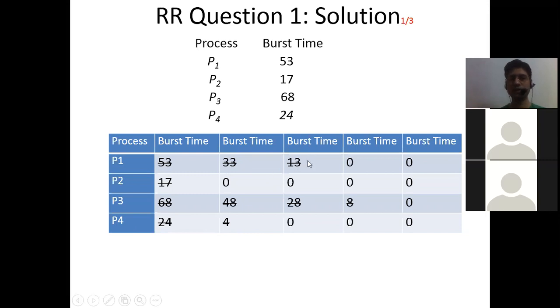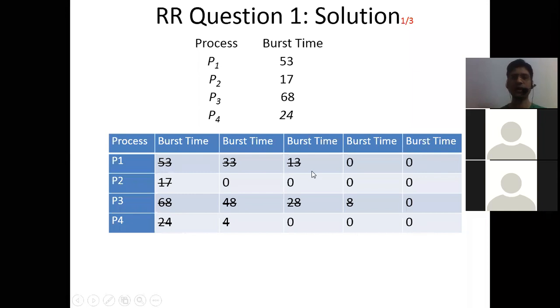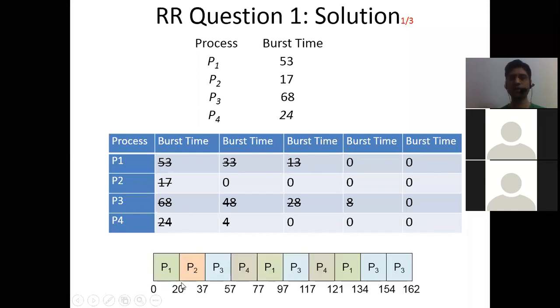So after that, another 20 time slot will be given to this P1. Then 33 minus 20, that is 13. Then 0 is 0 because P2 has exited from the ready queue. Then 48 minus 20, that is 28, and 4, 0. And in the next turn, only P1 and P3 will be in the ready queue. So in the next turn, 13 is less than 20. So burst time will be 0 for P1 and P2. And for P3, 8 burst time will be remaining. And in the last turn, everything will be 0. So this is how we can draw the Gantt chart.